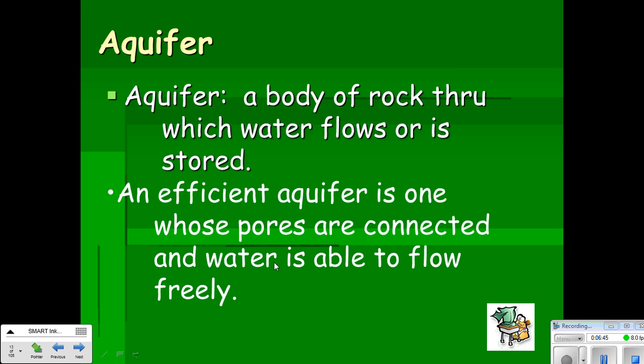An efficient aquifer is one whose pores are connected and water is able to flow freely. If you get an aquifer that's just stuck between two impermeable layers and it doesn't ever get any new water, it's going to dry out soon.